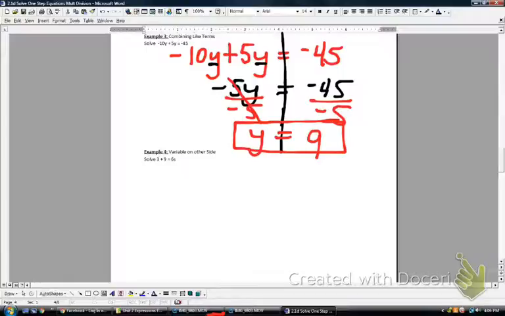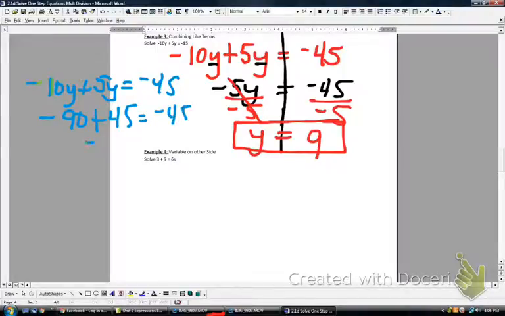And then just for the fun of it, I'm going to check it. So over here, get a brighter color. I have negative 10y plus 5y equals negative 45. Negative 10 times y, so that's 9. Negative 10 times 9 is negative 90. Plus 5 times 9 is 45.